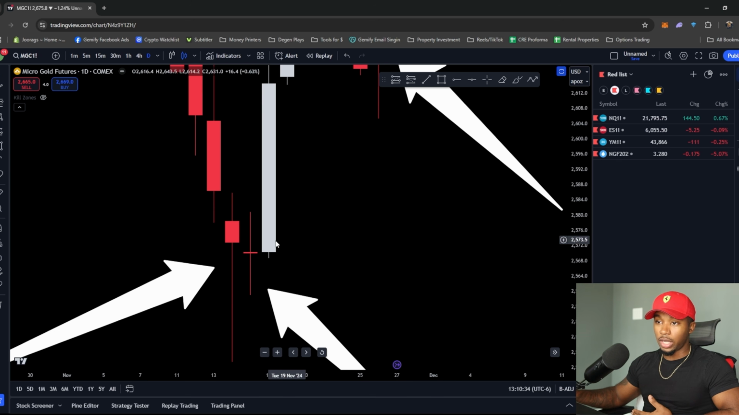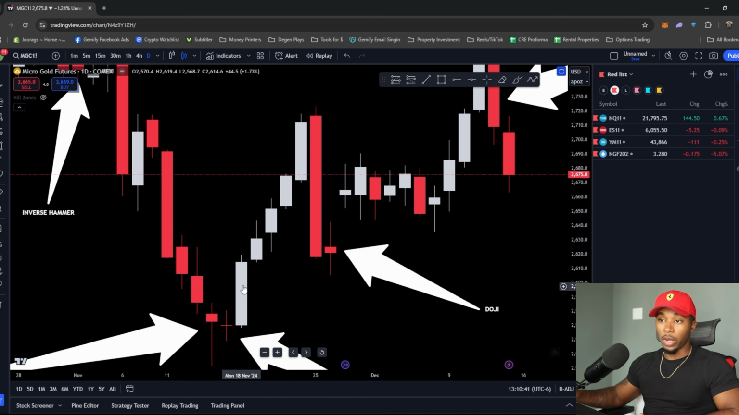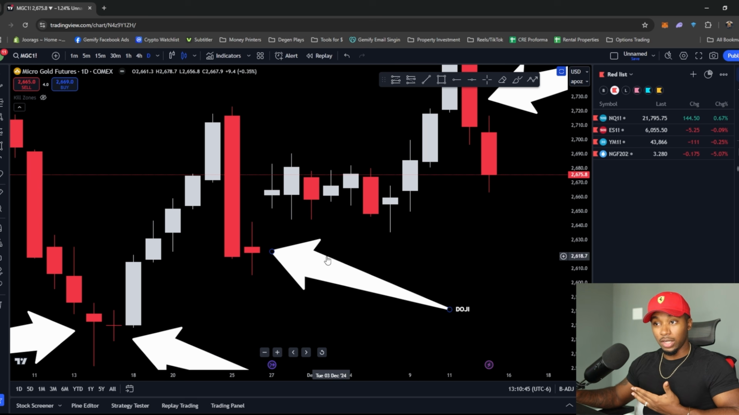Then we got a doji candlestick right here. We got that indecision candlestick. And what happened after we saw the doji candlestick? Price went up. So it completely reversed.